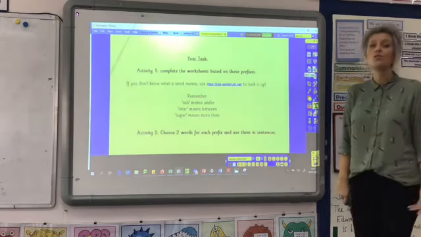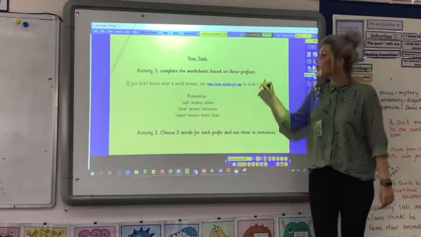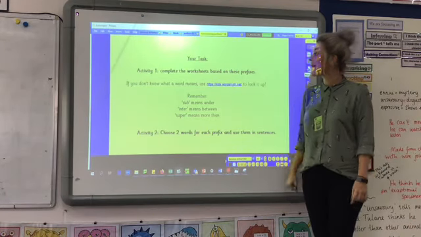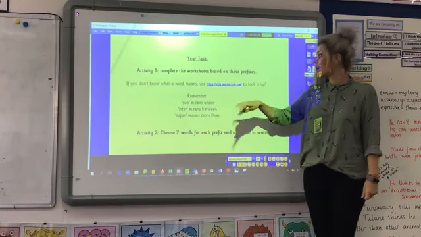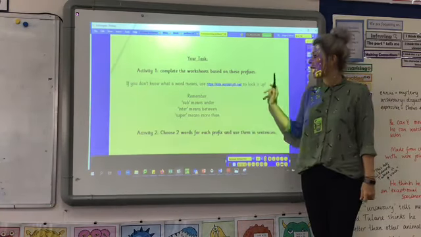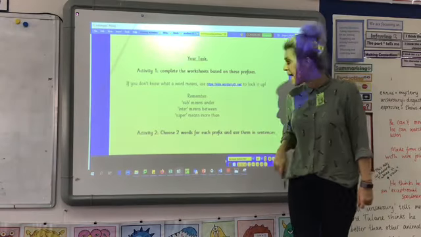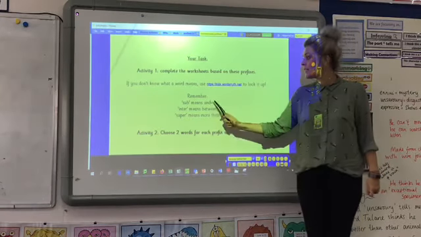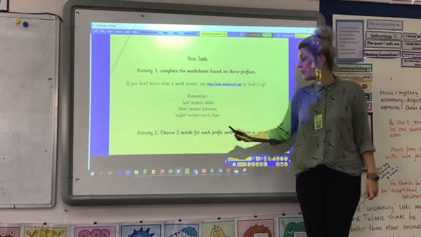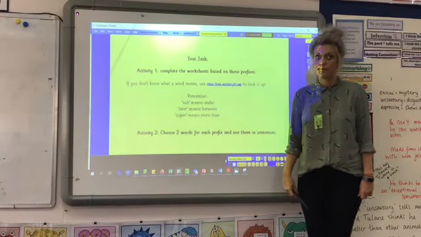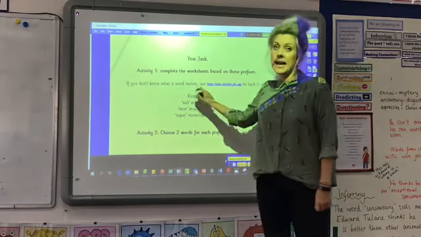Now, on to your activity. You need to complete the worksheets based on these prefixes. If you don't know what a word means, use the Children's Dictionary to look it up. Remember, sub means under, inter means between, super means more than. That is your first activity.